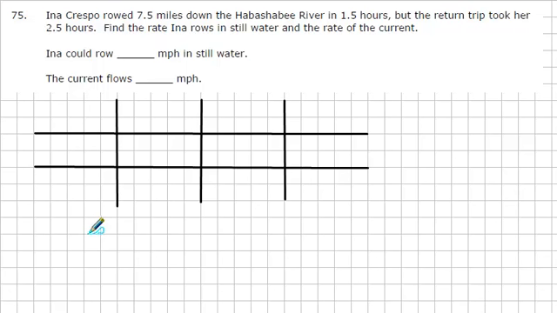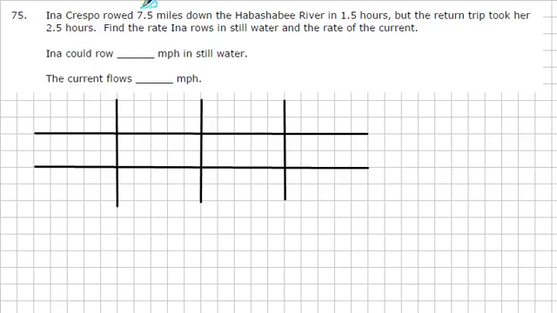Ina Crespo rode 7.5 miles down the Habashabi River in 1.5 hours, but the return trip took her 2.5 hours. Find the rate Ina rowed in still water and the rate of the current.